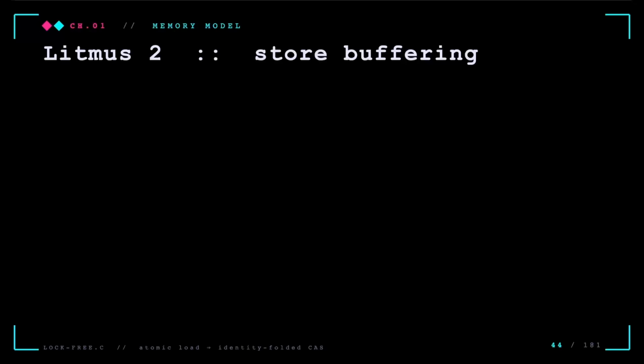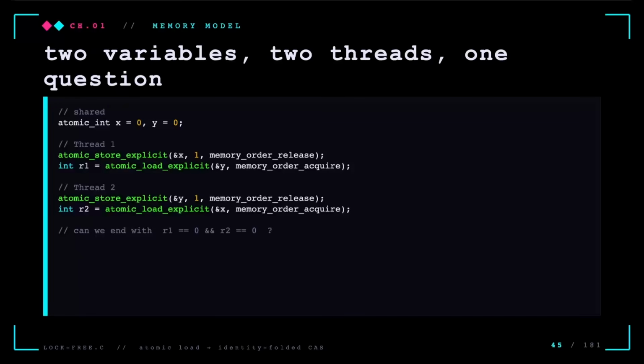All right, let's move to another example, a store buffering example. If you look at the code, you may notice that this is the exact same code example that we have used to define sequential consistency. The logic is as follows. We have two shared variables. And then we have an atomic store. So we're storing 1 into X, and then we're loading Y into R1. This all happens in thread number 1.